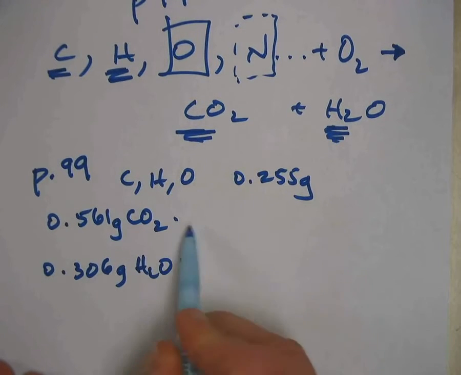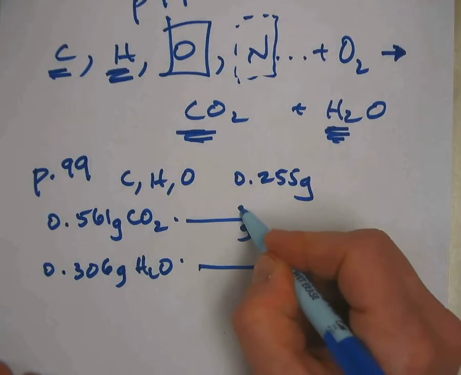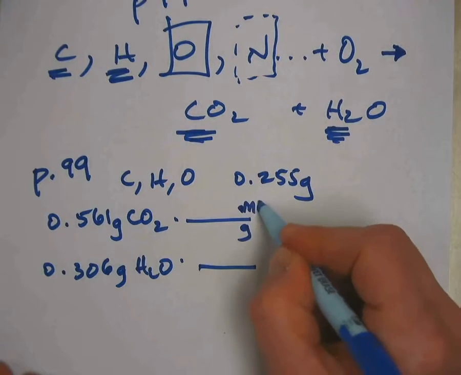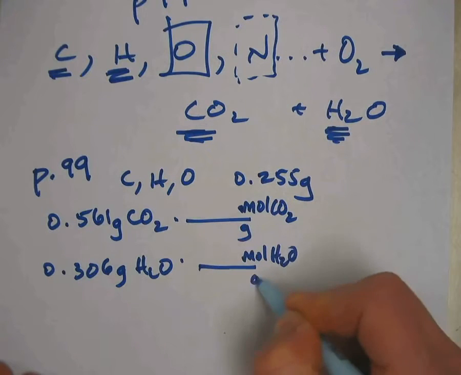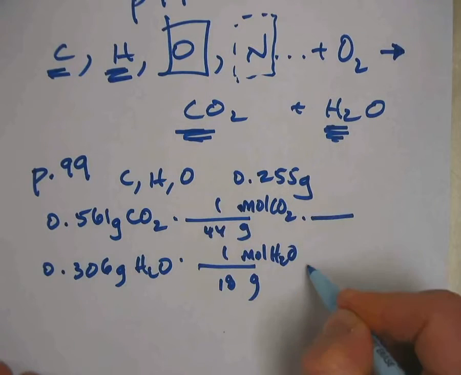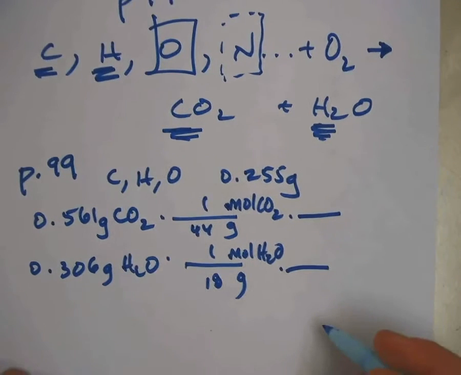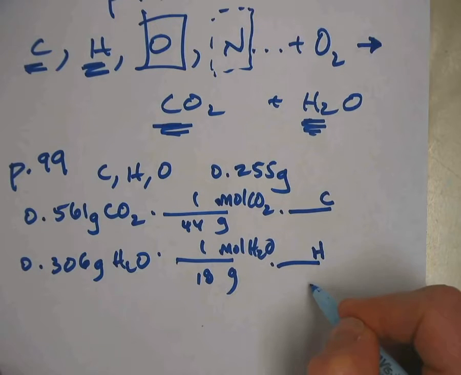The steps to this, as I said before, is to first, when in doubt, convert to moles. This would be moles of CO2. This would be moles of H2O. 18 grams in 1 mole of that. 44 grams in 1 mole of that. Next, convert to how many moles of just carbon we have and how many moles of hydrogen we have.